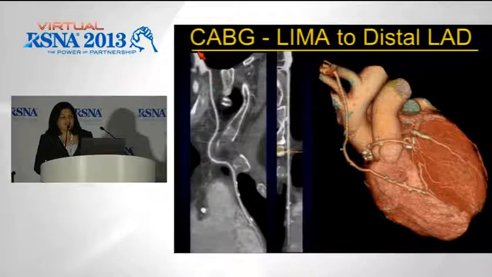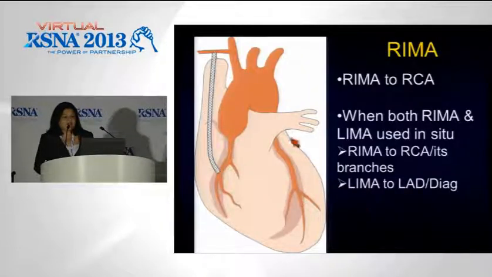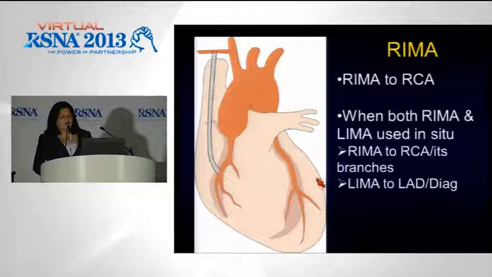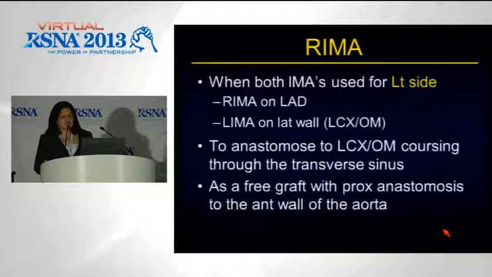And here you're seeing a curve reformat of a patent LIMA, a few surgical clips along the way, but you see it very beautifully, widely patent, anastomosing to the distal LAD. The RIMA also can be used as an in-situ graft, similar to the LIMA. It usually goes to the right coronary artery, but when both the RIMA and LIMA are used, then the RIMA often goes to the right coronary artery and the LIMA to the left side at LAD or diagonal.